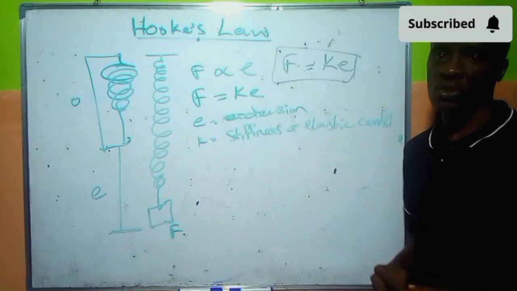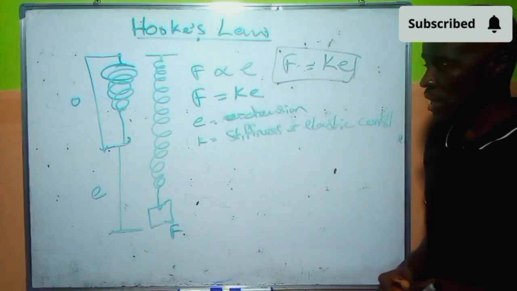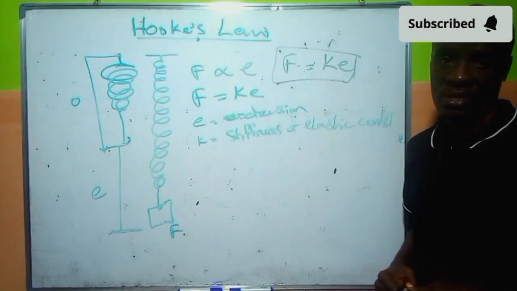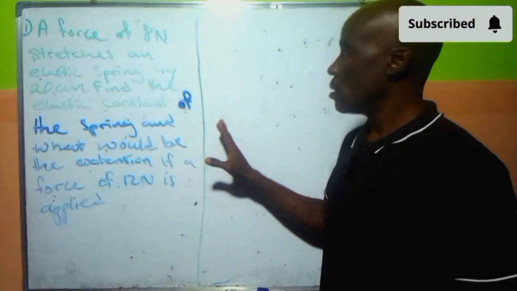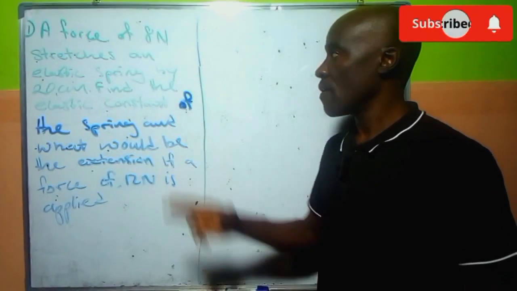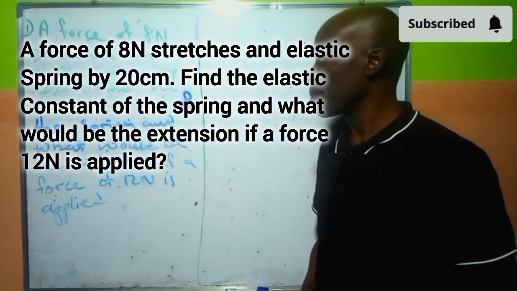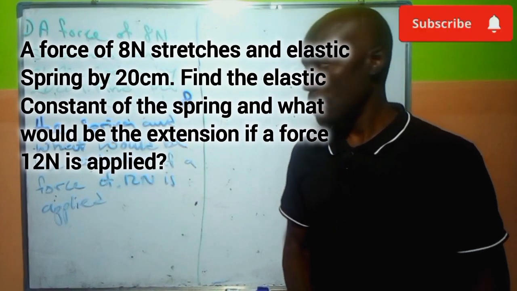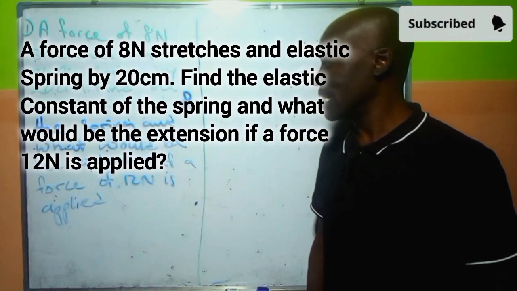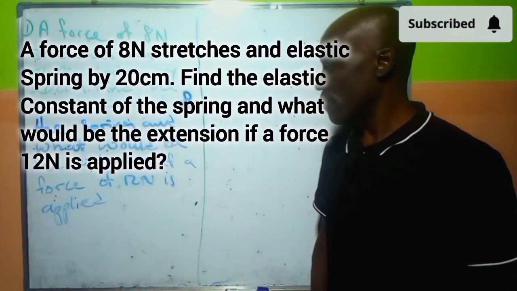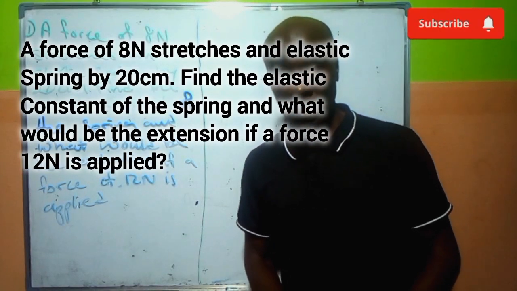We're going to be looking at some example questions that will help us understand how it is applied in the world of science. So this is the question. A force of 8 Newton stretches an elastic spring by 20 cm. Find the elastic constant of the spring, and what will be its extension if a force of 12 Newton is applied.